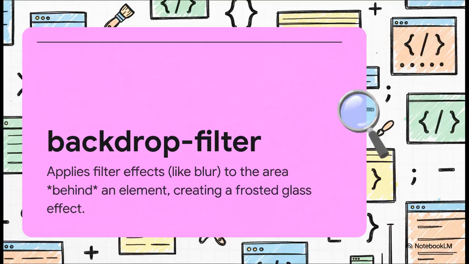Have you ever seen that frosted glass look in modern UIs? Where a panel seems to blur everything behind it? Well, that is backdrop-filter. It uses the same filter functions we just saw, but instead of applying them to the element itself, it applies them to the area behind the element. It's fantastic for things like modals and navigation bars. Just a heads up though, it's a newer property, so you should always check on browser support before you go all in.